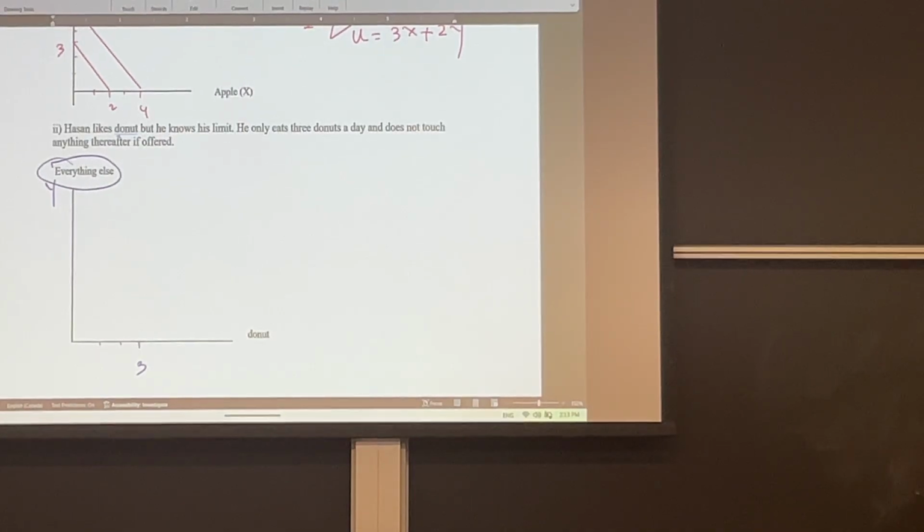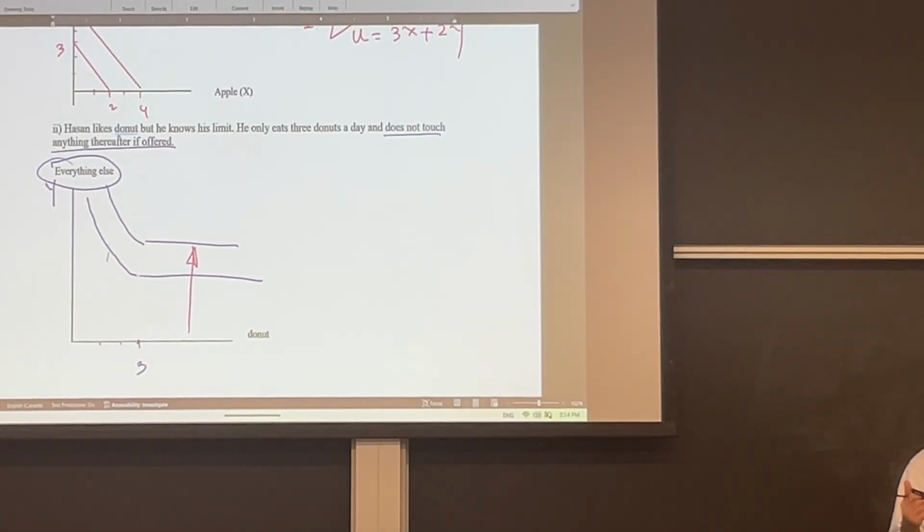Donut is good up to 3. Thereafter it becomes what? He says, if you give him more than 3, he's not going to touch it. He's going to throw it away. So after 3 it becomes a neutral good. More of it doesn't do anything. You like it up to 3, then you don't care about it thereafter. The only thing that makes you happier is more other stuff. So that's the indifference map.